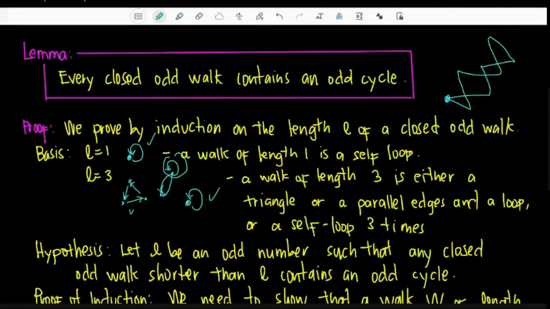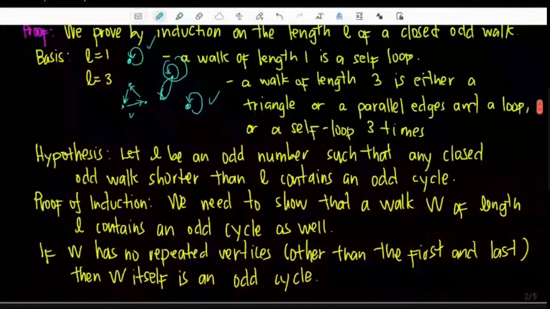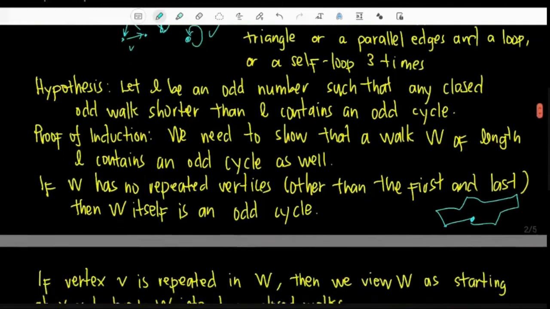So let's assume that for a closed odd walk of length L, where L is an odd number, any closed odd walk shorter than L contains an odd cycle. So we must be able to show that walk W also contains an odd cycle. Now, if W has no repeated vertices other than the first and the last, then W itself is an odd cycle, right? So we're done with that part. Now, what if, on the other hand, you have a repeated vertex?